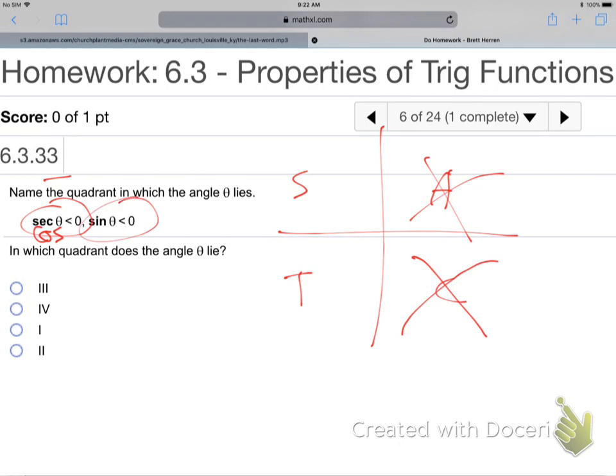Okay, sine is also negative. So we're not here because sine's positive in the second. So where are we? We're in the third. Roman numeral 3. Good? All's well, easy. All students take calculus.